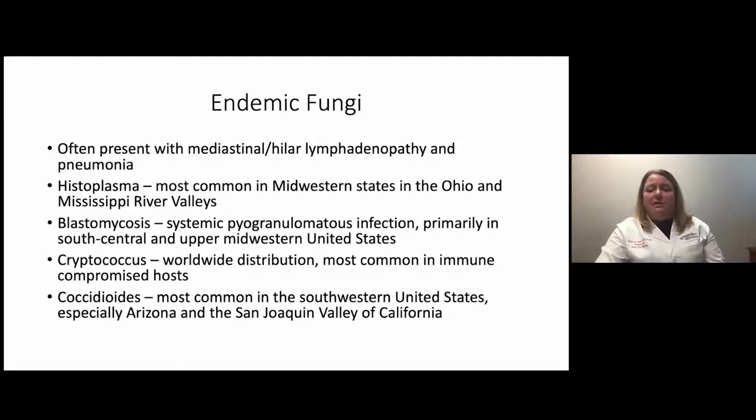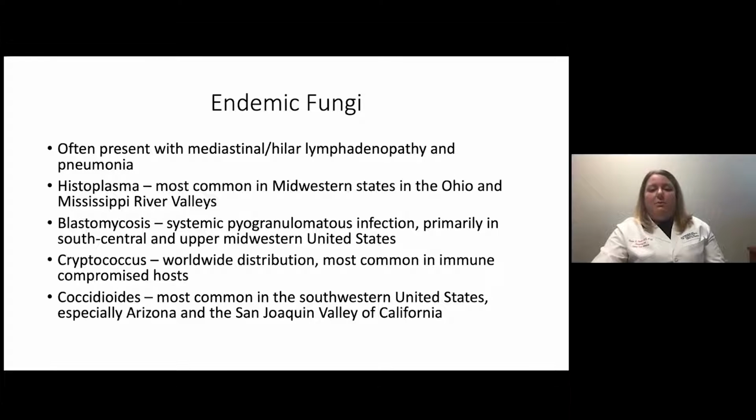It's sort of the classic questions about those. Cryptococcus has a worldwide distribution in terms of endemic fungi, but it is most common in immune-compromised hosts, so it's much less common to see in those with intact immune systems. And then coccidioides has a much more distinct geographic distribution. It's most common in the southwestern United States, but particularly in Arizona and the San Joaquin Valley in California.